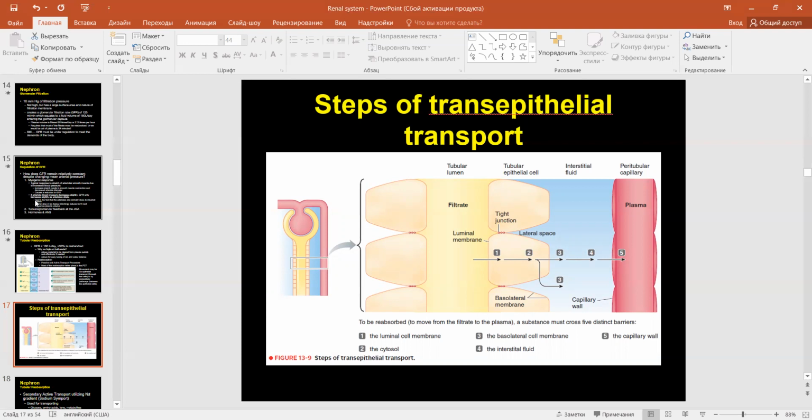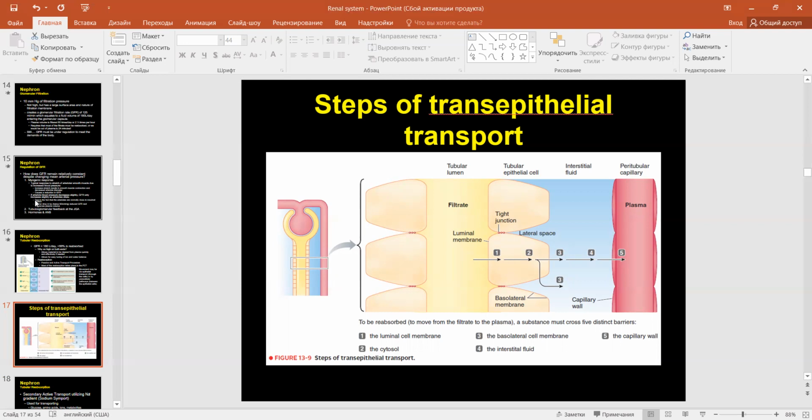The interstitial fluid lies in the gaps between adjacent cells, the lateral spaces, as well as between the tubules and the capillaries. The basolateral membrane faces the interstitial fluid at the base and lateral edges of the cell. The tight junctions largely prevent substances from moving between the cells, so materials must pass through the cells to leave the tubular lumen and gain entry to the blood.